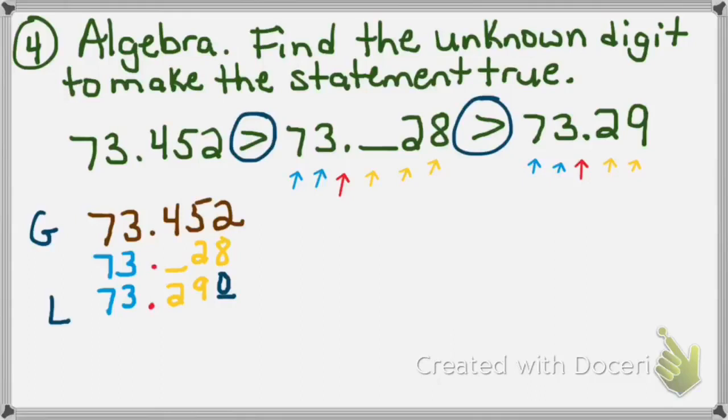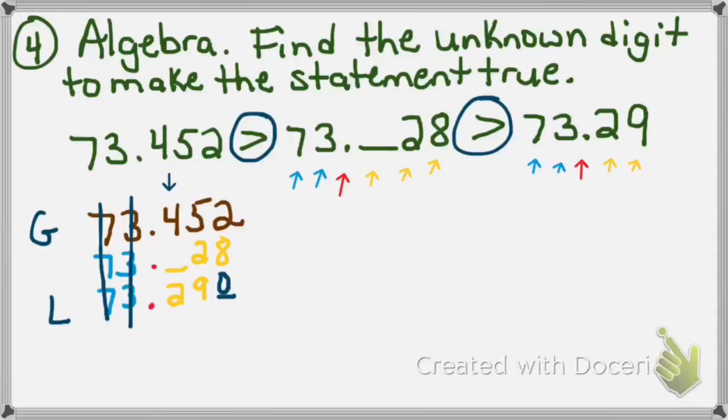So let's compare, starting at the left side, working the way we read a sentence. 7, 7, 7, they're all the same, I cannot compare. 3, 3, 3, they're all the same, I can't compare. But right here I see some different digits. I see a 4, a blank, and a 2.